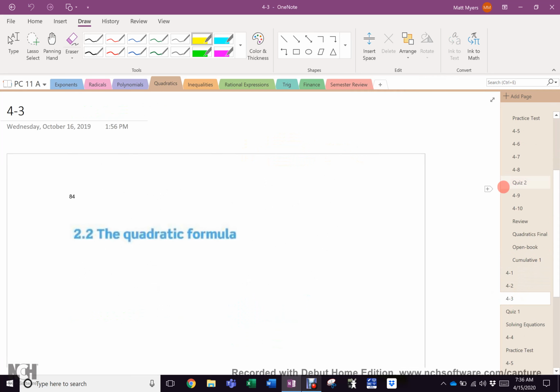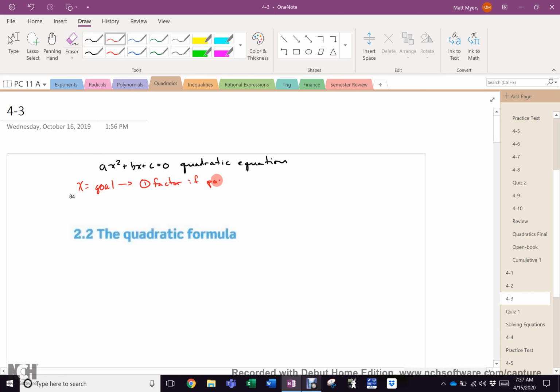So let's look at the new stuff now. I had to remind you of a couple of things. ax squared plus bx plus c equals 0. That is a quadratic equation. Now we remember the ways to solve this, to find out what x equals. That's our goal. To do that, you have 2 ways so far. One, you can factor, if possible. 2, you can complete the square.